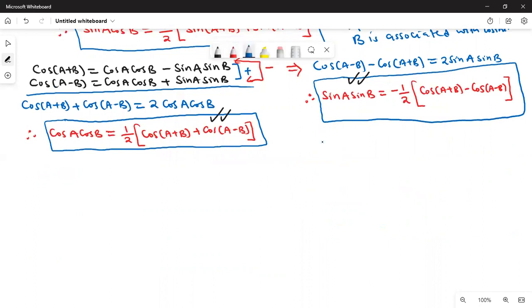We know that, or we can just take note that sine of negative A is the same as negative sine of A. Sine is an odd function. That means sine is an odd function. You can comment on it. This means an odd function.